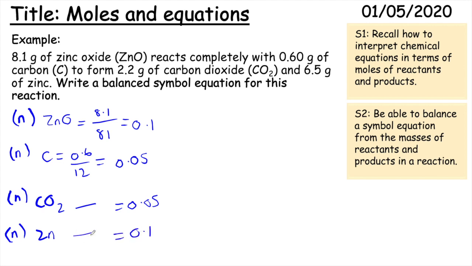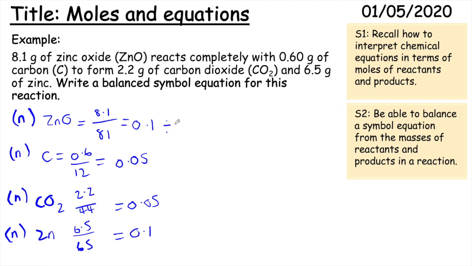So I'm just going to fill this in really quick, but hopefully you get the idea of how to do these calculations. You look for the mass in the question and then you divide it by its Mr, which we've worked out in previous videos. Once you've got the answers, you need to divide to get them into the lowest whole number ratio. So divide by the smallest. So we're going to divide each of these by 0.05 because that's the smallest number that we have.